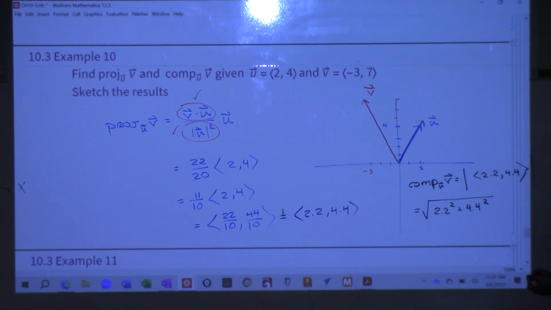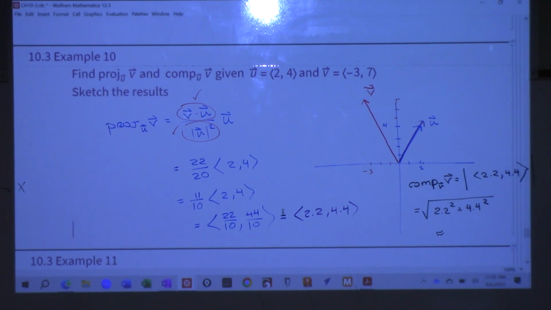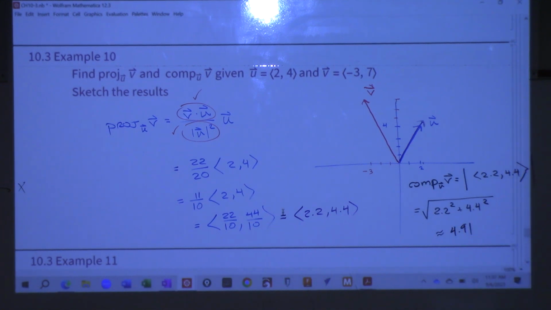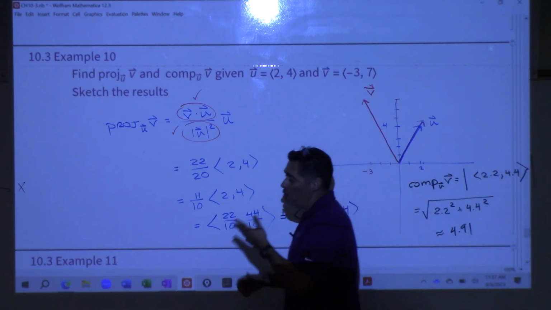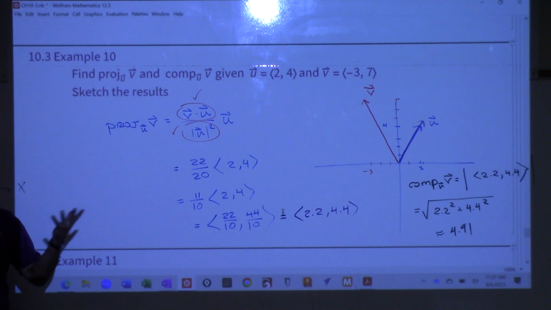So do all that squaring, then take your square root. You should get approximately 4.91. Sounds good to me. That's the component. So you might be asking, why, when would you ever want to use the component versus the projection? You'll see in a minute.